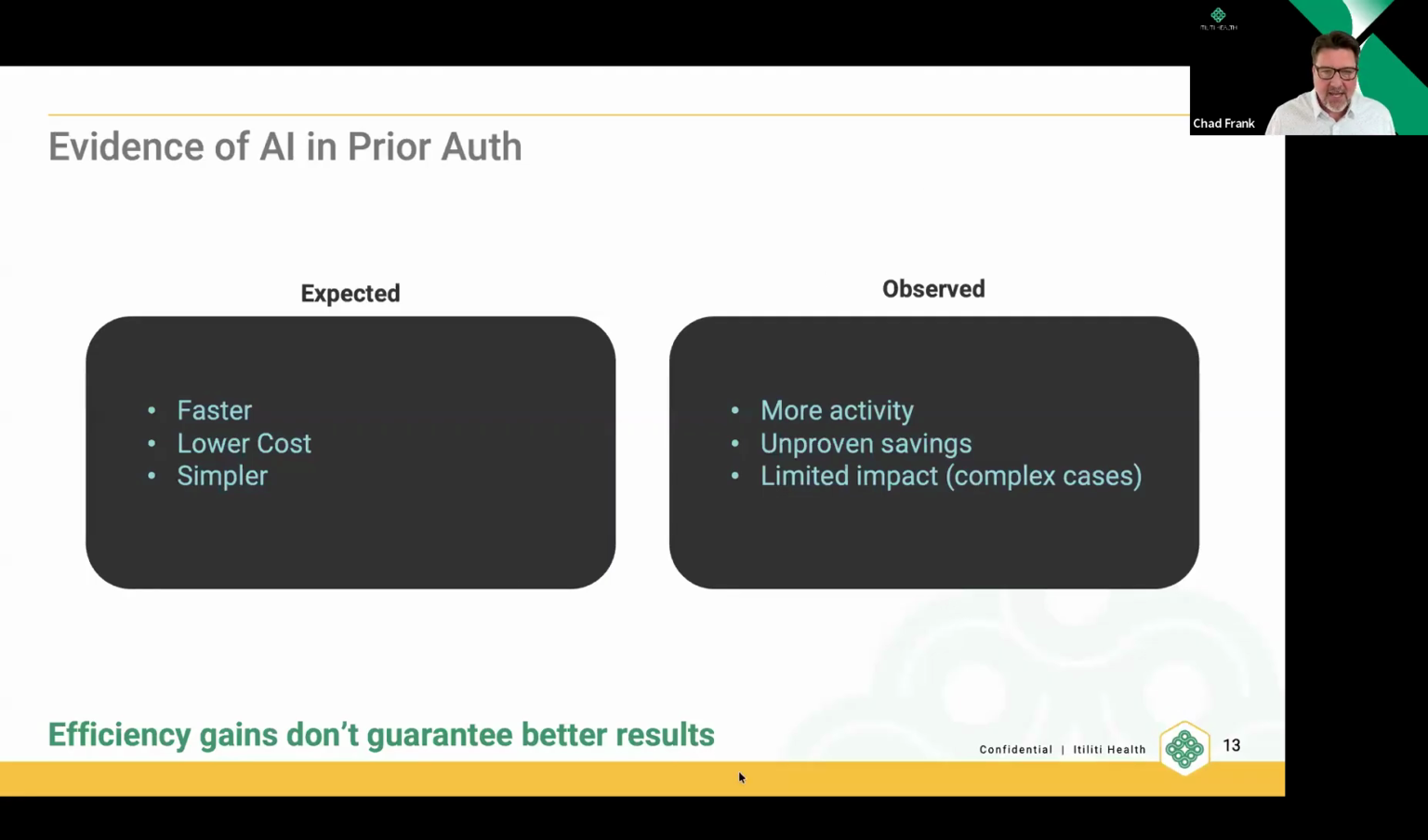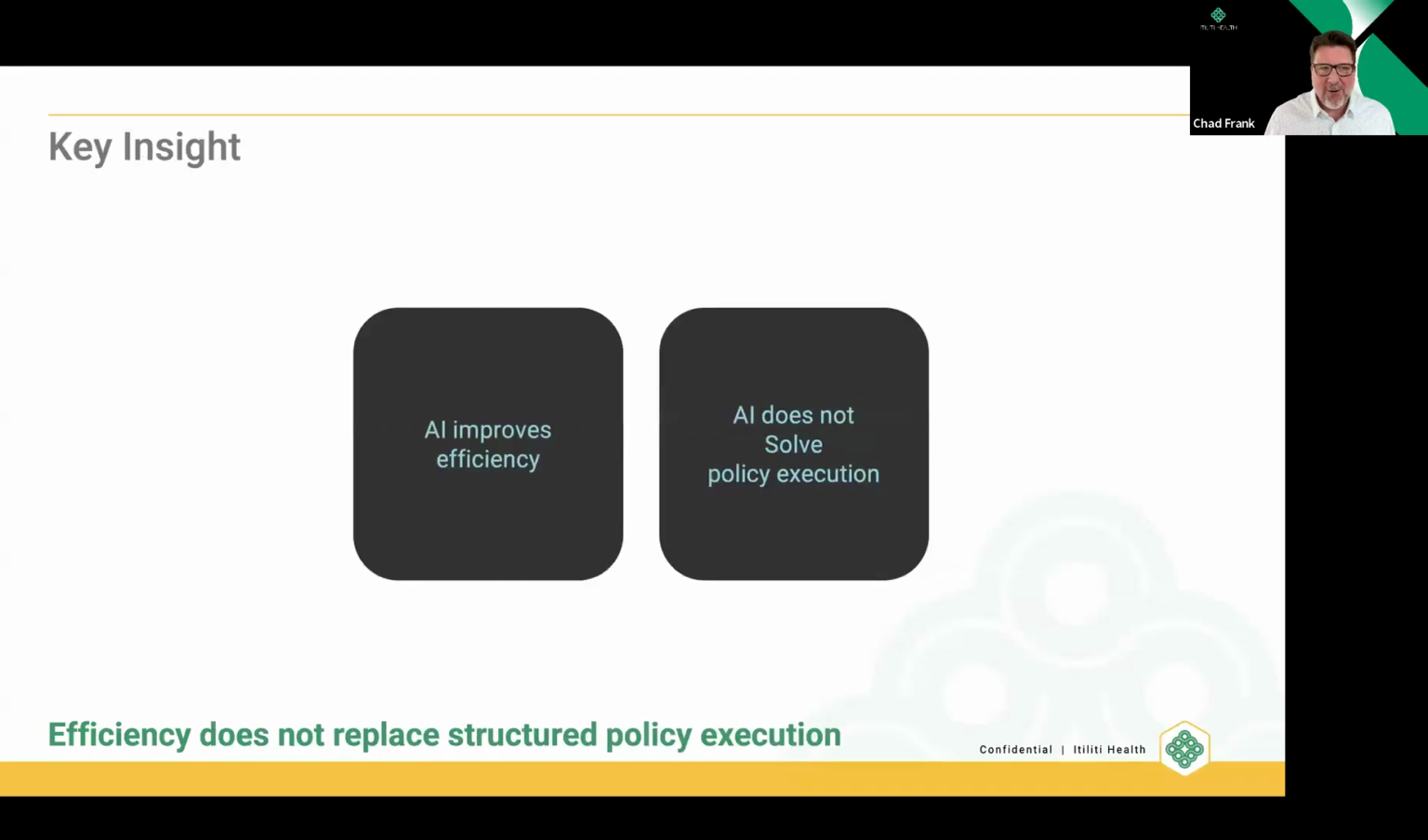All right, we'll move on to the next slides. So to summarize this chapter of the PowerPoint, AI does definitely improve efficiency, but AI does not necessarily solve policy execution. And that's where we're going to get into the next section: core capabilities that we believe will change how the industry solves prior authorization.